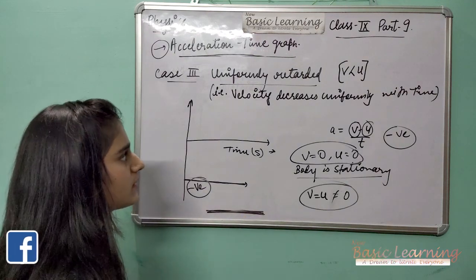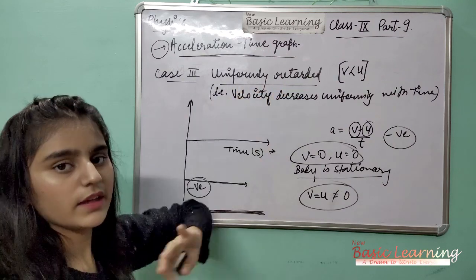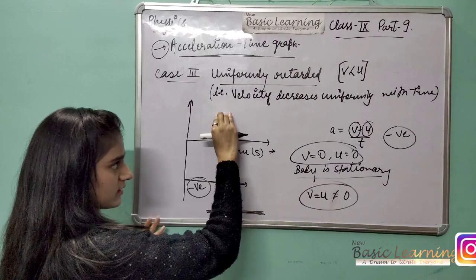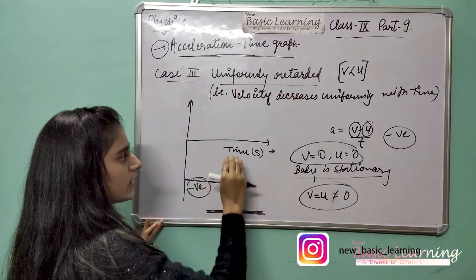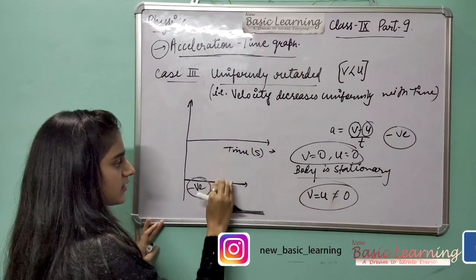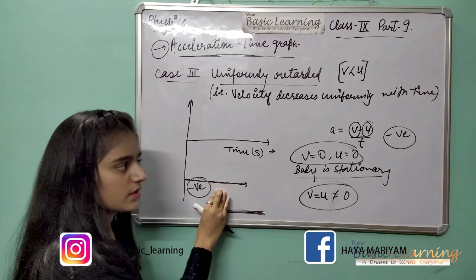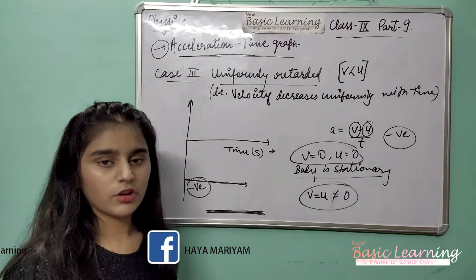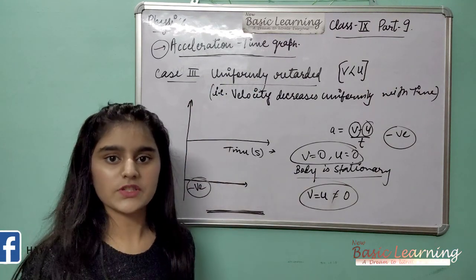When the motion was uniformly accelerated, this line was above the time axis. And when we talk about uniformly retarded, then this line is drawn below the time axis. So we have done the four types of acceleration-time graph. I hope that you get all the points which I taught you here.